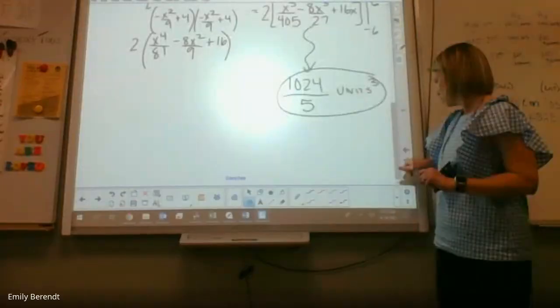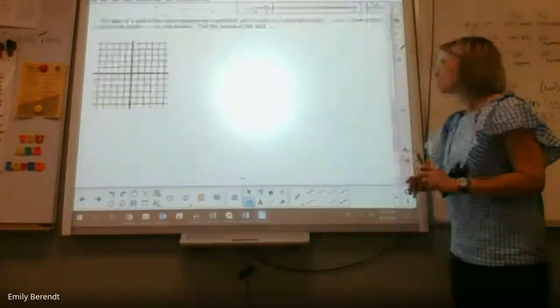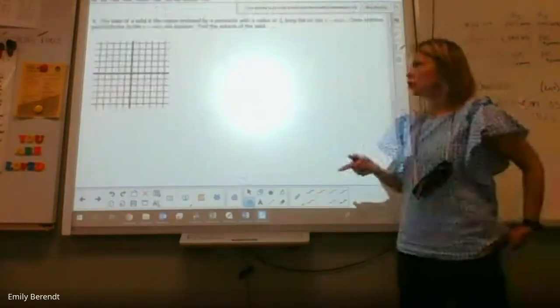Last one. The base of the solid is the region enclosed by a semicircle with a radius of 3 lying flat on the x-axis. Cross sections perpendicular to the y-axis. So this time the bounds are c and d, and it's A of y dy. And we're working with squares again. Find the volume of the solid. So make sure that perpendicular to the y-axis, dy, and then our area is going to be side squared.